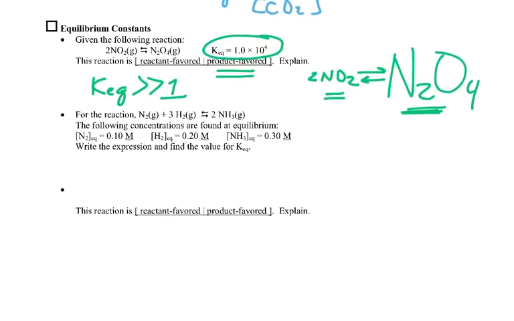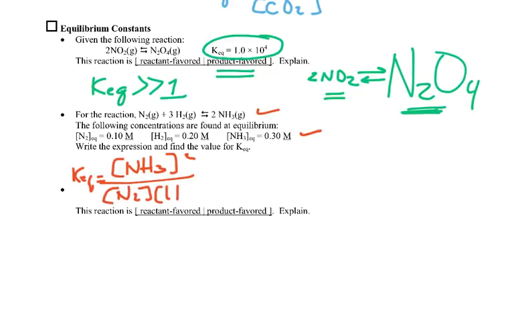For the reaction of N2, H2, and NH3, the following concentrations are found at equilibrium, so we're given some numbers. Write the expression and find the value for Keq. So we'll write the Keq expression: the concentration of NH3 squared over the concentration of N2 times the concentration of H2 cubed.